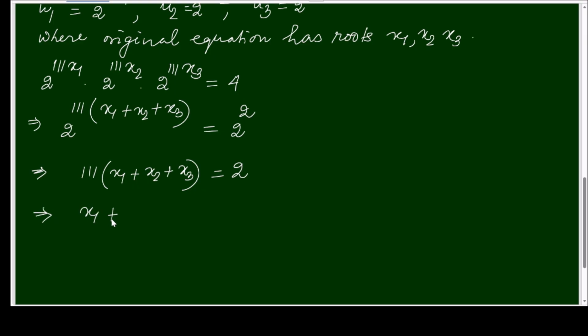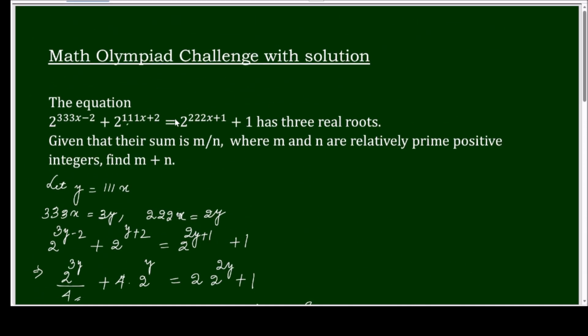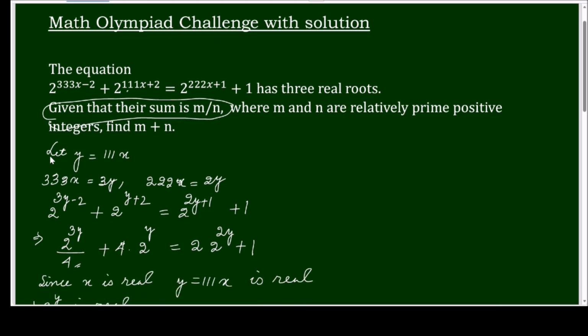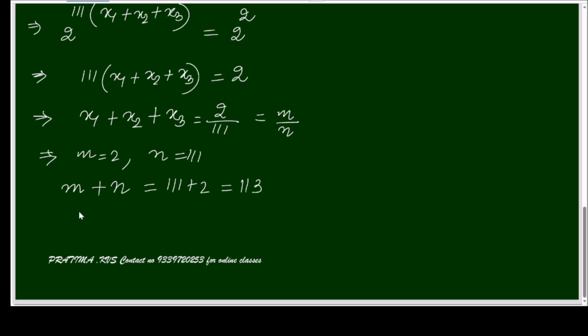So x1 plus x2 plus x3 equals 2 over 111. And it is written that their sum is m by n and we have to get m plus n. So this is m over n. That means m equals 2 and n equals 111. So m plus n equals 111 plus 2, that is 113. So this is the answer.